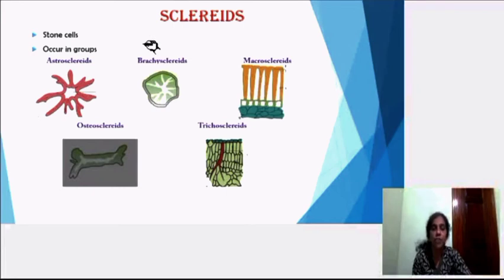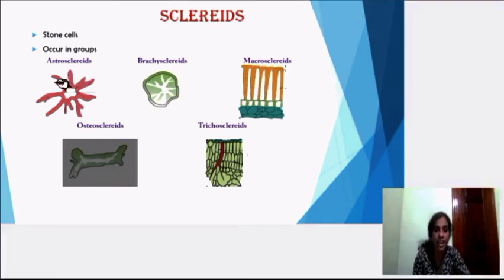Sclerites. Because of the thickenings present in the sclerite cells, these are very hard and are called stone cells. These sclerites occur in groups in the cortex and pith region of the stem of gymnosperms and angiosperms. There are different shapes in the sclerite cells. Based on the shapes, sclerites are again divided into five types.